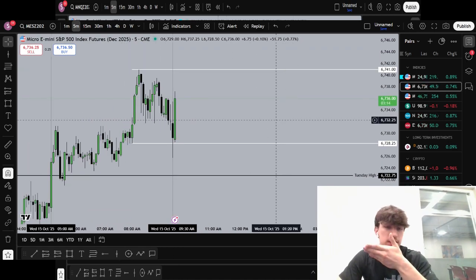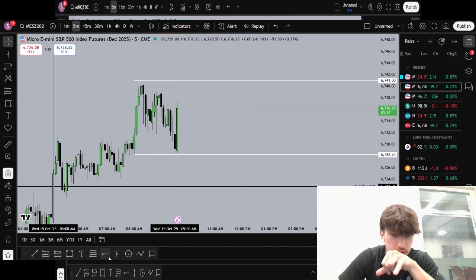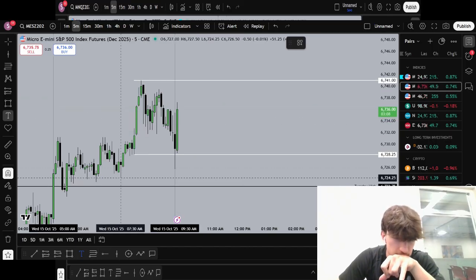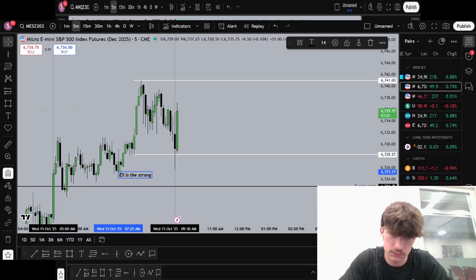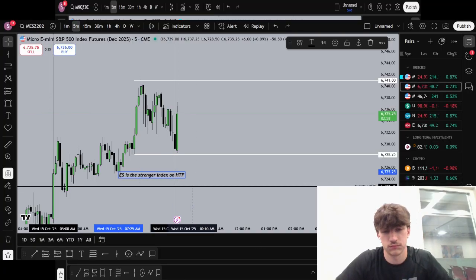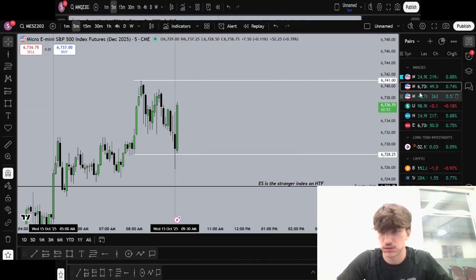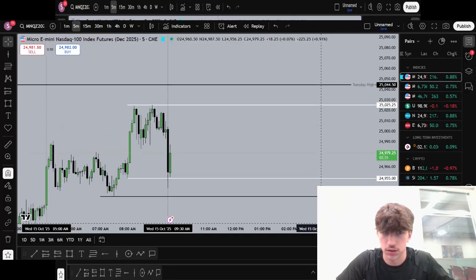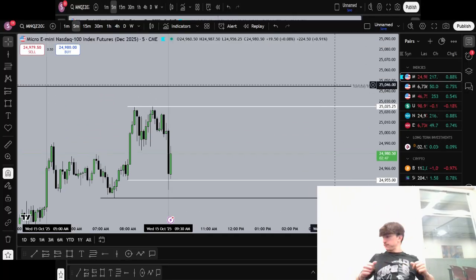I would really like to see a bearish SMT with ES. Because ES is above this Tuesday high, we're still below it on NASDAQ. It's low-key cold again.